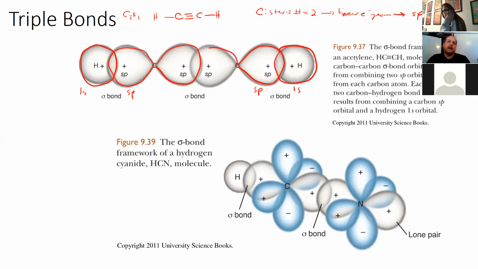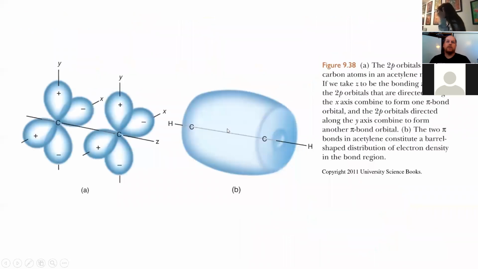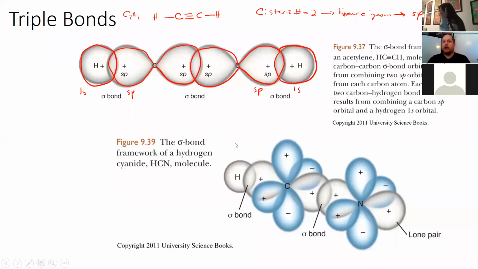And then I have this other sp hybrid orbital from each of the carbons, and those are going to be the ones that overlap to give us the sigma bond for the triple bond. But when I have a triple bond, triple bonds have 1 sigma bond and 2 pi bonds.